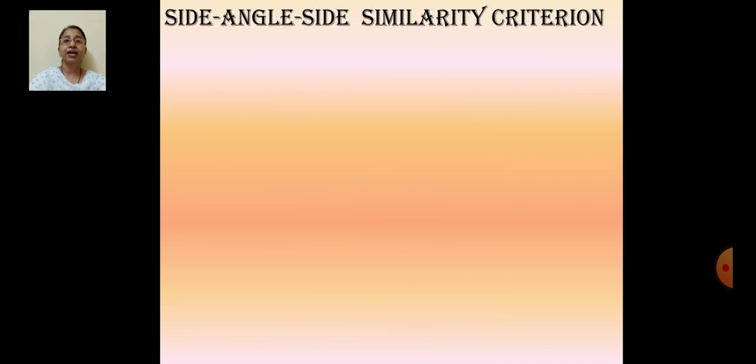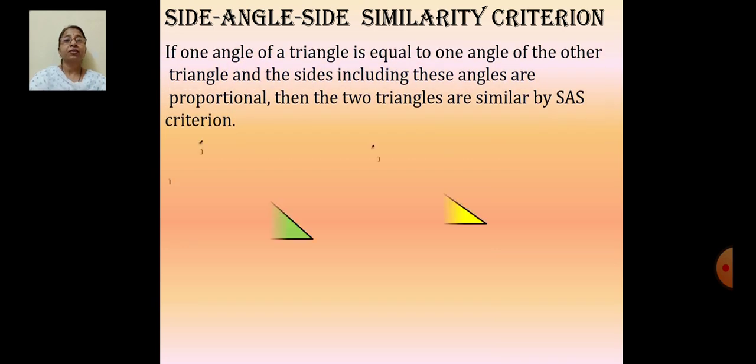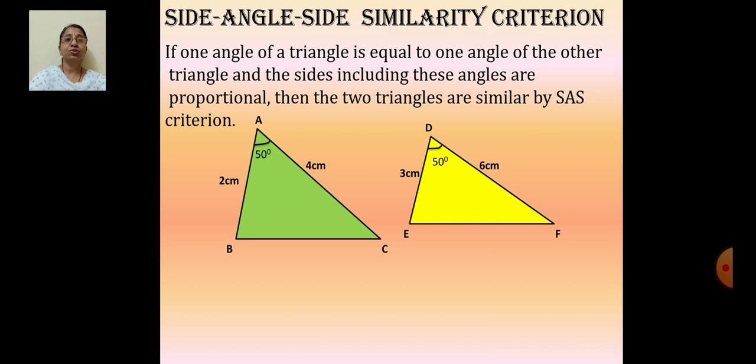Now the third criteria is side angle side criteria. So here are two triangles. If one angle of a triangle is equal to one angle of the other triangle and the sides including these angles are proportional, then the two triangles are similar by SAS criteria.